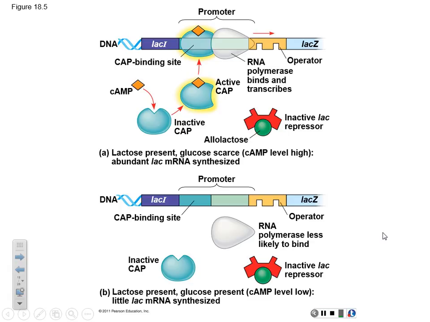Negative regulator, positive regulator, that's how E. coli regulates the expression of the lactose operon. There's actually two switches, two on-off switches, in a sense, that are in play.